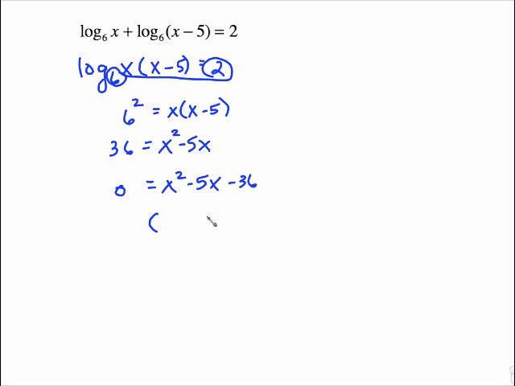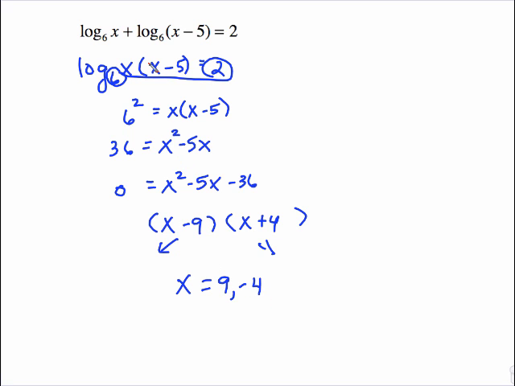It does factor, but if you choose not to factor, you could use the quadratic formula. That takes a little more work. So it factors as (x minus 9)(x plus 4). Solving each of those equal to 0, I get x equals 9 or negative 4.